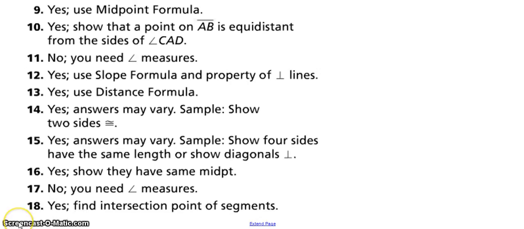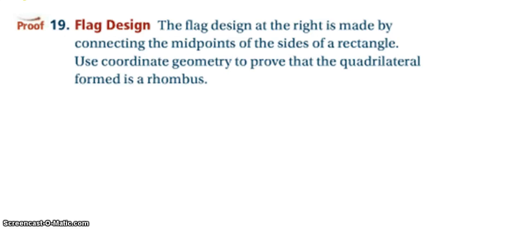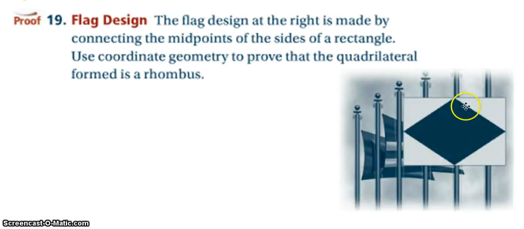All right, and from here, we only have one more problem to do. So we're going to look at 19, writing a proof. The image did not make it into your notes, but here it is right here. We want to use our coordinate geometry to prove that this quadrilateral formed by the midpoints is in fact a rhombus. So go ahead and try that, and then I will come back with the answer to chat through real fast.